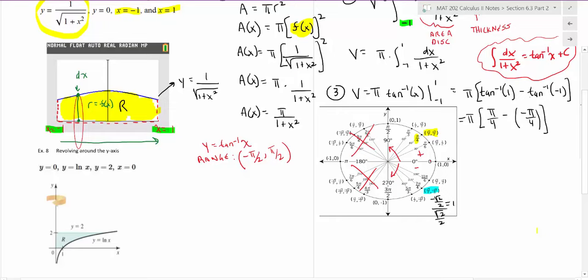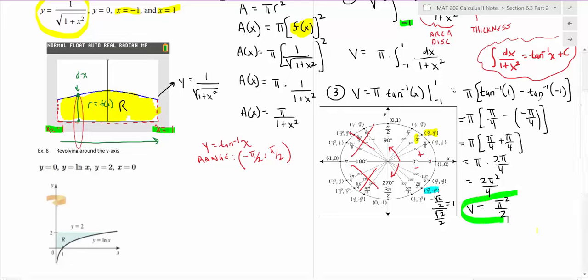Now, if I work this out, I would have pi times pi over 4 plus pi over 4. So that's going to be pi times 2 pi over 4, which is 2 pi squared over 4. And then that reduces, so you would end up getting the volume is pi squared over 2 as your final answer to that problem. Or 1/2 pi squared should be what that volume is. So that is your answer.